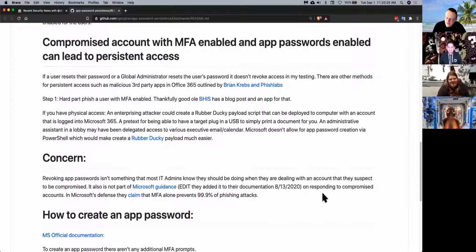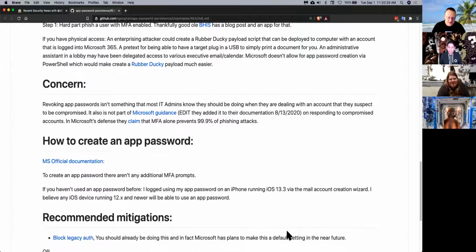But you have to have administrator rights to create the app password, right? No, you do not. You need to get in first. So this is for persistence. So, okay. So once you're in, just for persistence, still that's pretty cool. Okay. Yeah, that is really cool. Well, that's a good one.